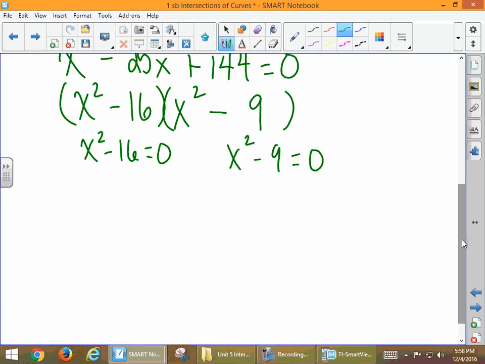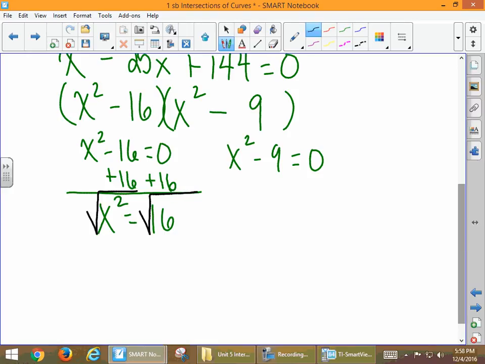So when you solve this, just a little bit of a warning here. We get x squared equals 16. And we're going to take the square root of both sides. When we take the square root of both sides, x is not just 4, x is plus or minus 4. 4 times 4 is 16. Negative 4 times negative 4 is also 16.